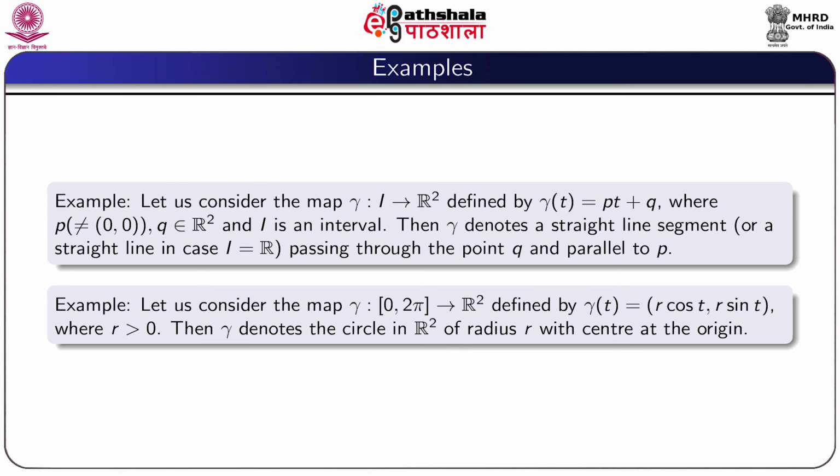If P equal to (P1, P2) and q has the components q1, q2, then we can easily check gamma1(t) will be P1 t plus q1 and gamma2(t) will be P2 t plus q2. We can find that gamma denotes a straight line segment, and if we take I equal to R, it will give a straight line which passes through the point q and is parallel to the vector P. Another example, we consider the map gamma from the closed interval 0 to 2 pi to R^2 defined by gamma(t) equal to (r cos t, r sin t), where r is greater than 0. Then gamma denotes the circle in R^2 of radius r with center at the origin.